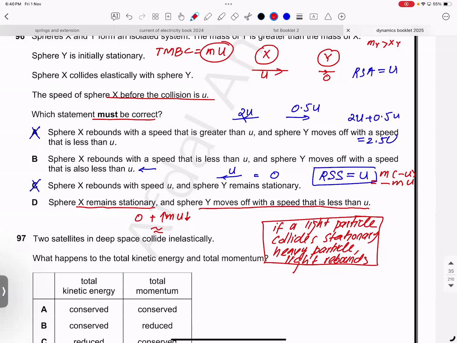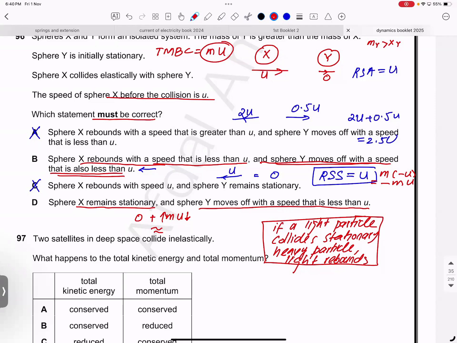Why? Because the one which rebounds has less speed, also less momentum. And to the left side, the target moves off with a speed which is also less than U. Yes? Now the total momentum, what? Ideally the total momentum of Y must be more than the total momentum of X, so that the total momentum is positive.